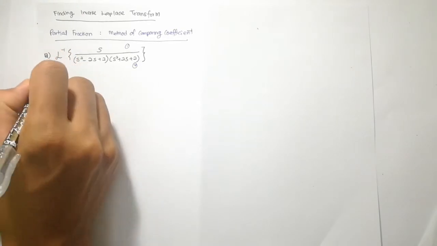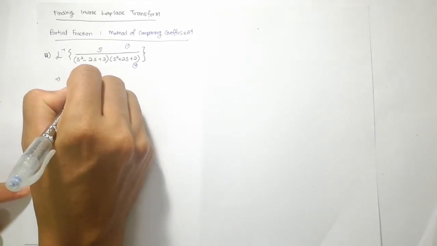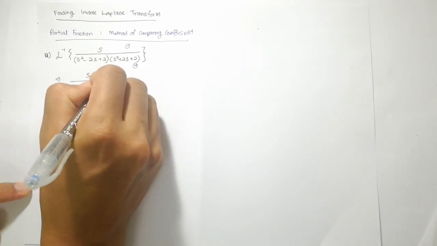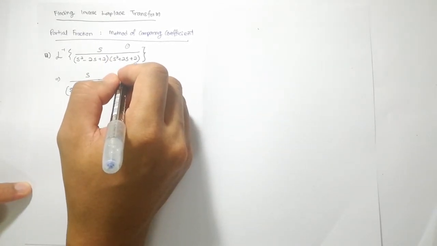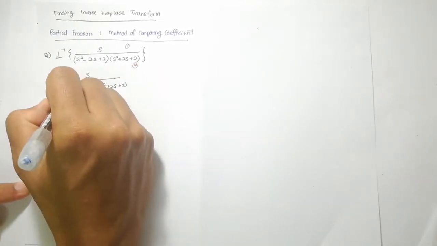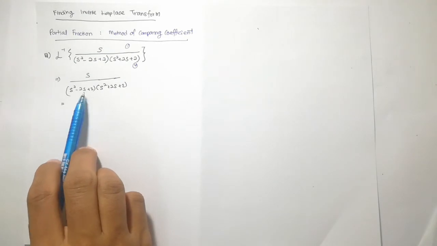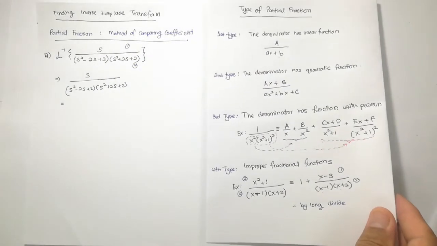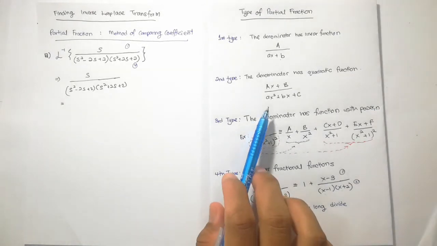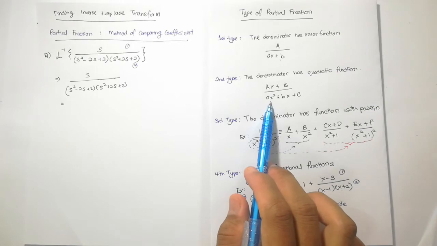So let's do that. We have s divided by s squared minus 2s plus 2, multiplied with s squared plus 2s plus 2. In terms of the partial fraction, we can check this one. We have two quadratic equations. This is a quadratic equation, and this is also a quadratic equation. If we refer to the types of partial fraction, for a quadratic we have the second type of partial fraction, so we will have a linear numerator over the quadratic function.